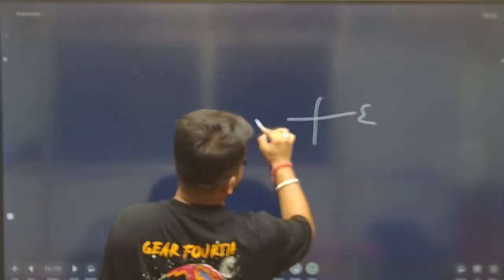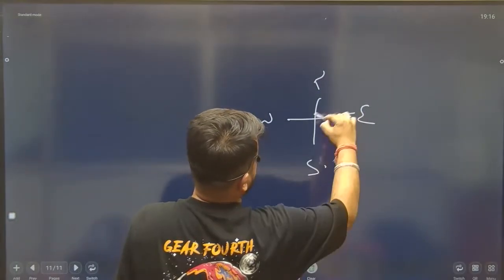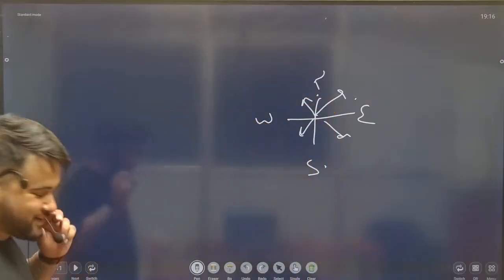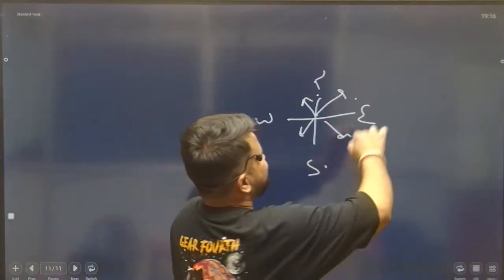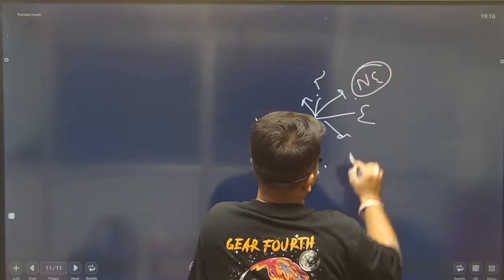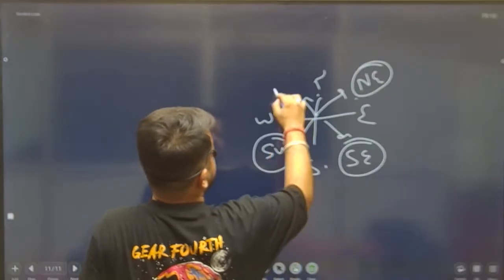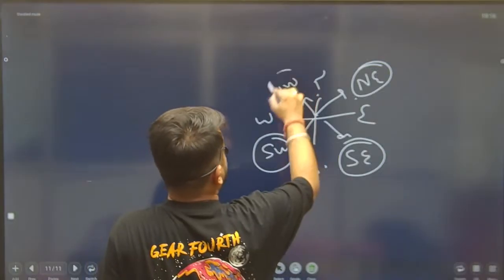So what are all these? As you can see here, east, west, north, and south, in which there are actually 4 more directions also available. So this is going to be the northeast, this is going to be the southeast, this is going to be the southwest, and this is going to be the northwest.